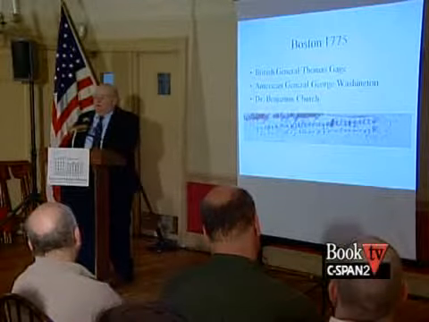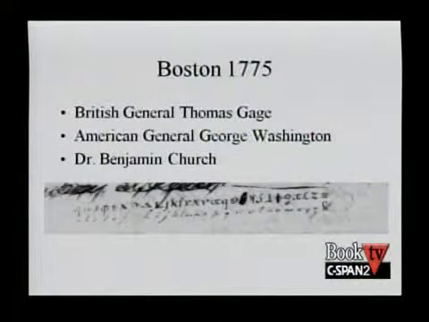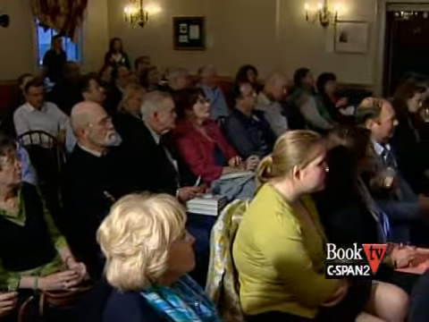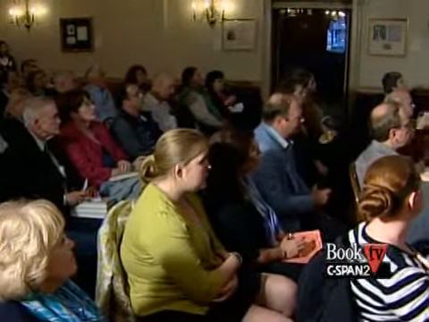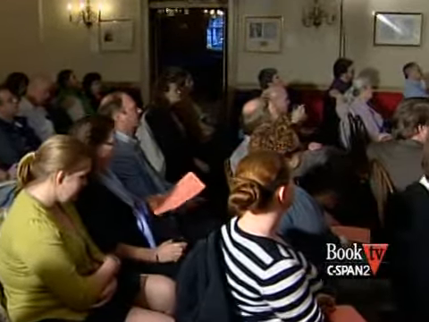Now, one of the situations is you have Dr. Benjamin Church, who is the Surgeon General of the Continental Army. He is one of the 5 leaders of the Patriot movement in Massachusetts, along with John and Samuel Adams, John Hancock, Dr. Warren, and Dr. Church. The only problem is Dr. Church is a British spy. He's been on the British payroll since at least 1772. And so while he is running the American hospitals, he's sending information to British generals in Boston.